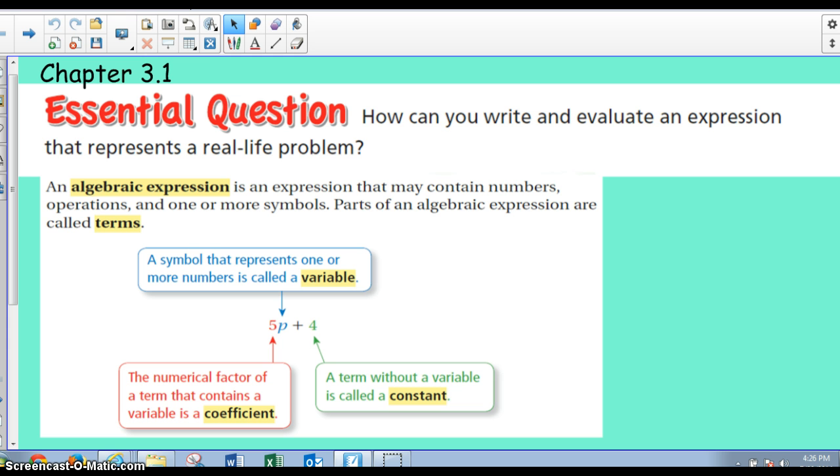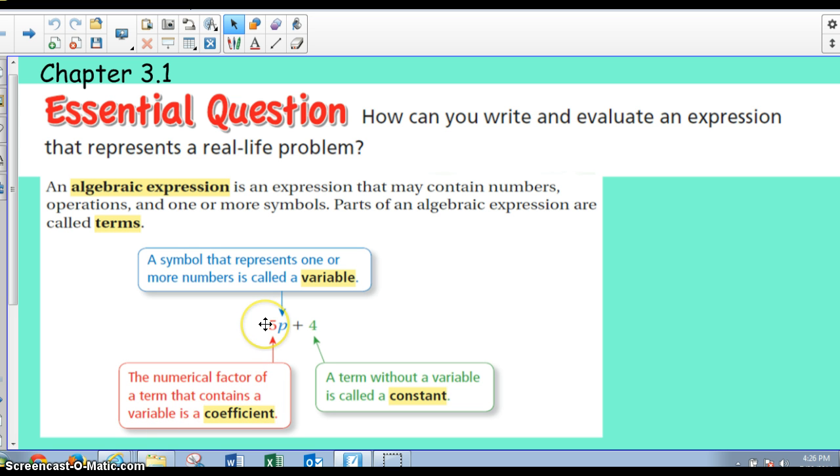Now here are some terms. A symbol that represents one or more numbers is a variable, right here. A symbol of some kind. This is also a symbol. The numerical factor of a term that contains a variable is a coefficient.